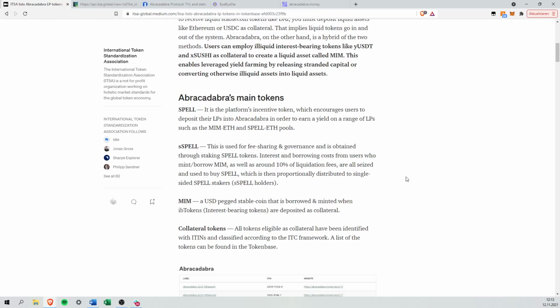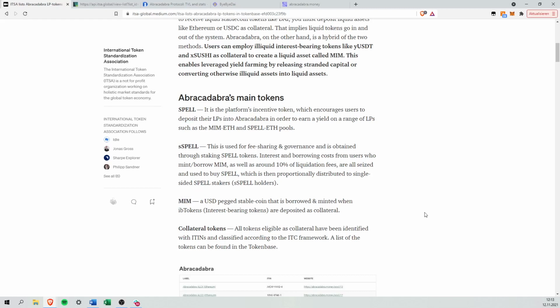Next to the governance, it's very interesting for sSpell certainly. There is a 75% revenue participation. So all the fees that are being generated from the borrowing and the use of MIM, including the interest rate and liquidation fees, are basically redistributed to the sSpell token holders. I think in total 75%. And this process happens on a weekly basis. So there's something like a weekly dividend that's being paid out to the sSpell token holders.